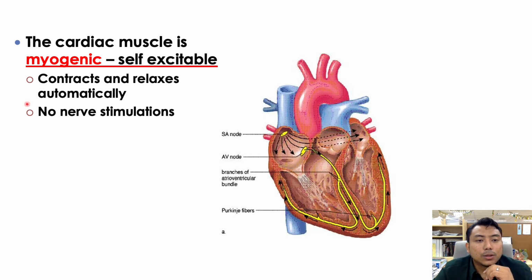Okay, so the cardiac muscle is myogenic. Maksud myogenic ini adalah self-excitable. Bukan excited, boleh buat kerja dengan sendirinya. So it contracts and relaxes automatically. No nerve stimulation is required. So maknanya when the heart starts to work, it can just continuously work on its own.